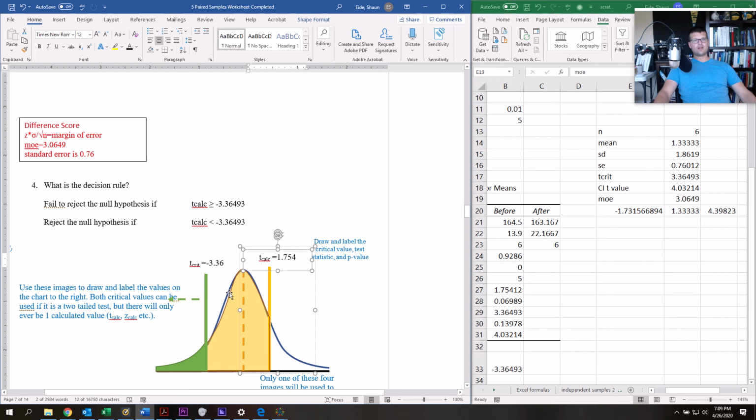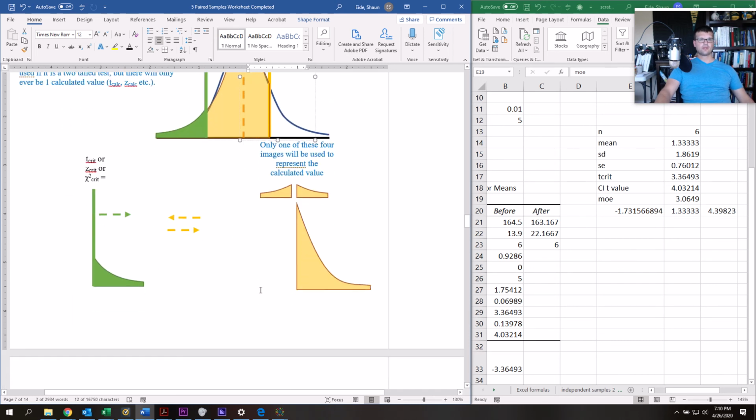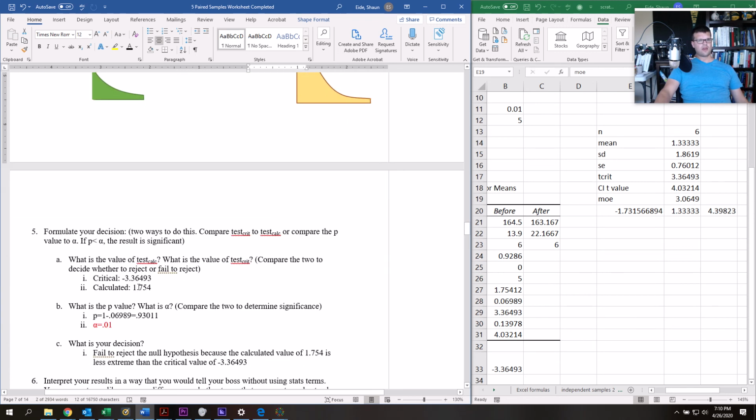So, did we determine that there was a difference? No, we definitely did not. We believed that it was going to decrease blood pressure, but it did not decrease blood pressure. It actually increased. So the t-critical value compared to the t-calculated value, we definitely are going to fail to reject the null hypothesis. So let's keep moving on.